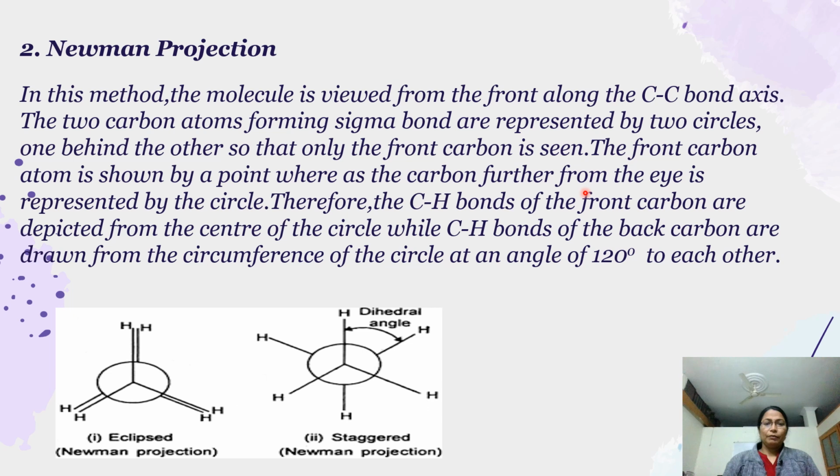Where the carbon atom which is further from the eye is represented by the circle. और जो हमारी आंख से दूर होता है उसे हम सर्कल से दिखाते हैं. Therefore, the CH bonds in the front carbon are depicted from the center of the circle. और जो CH bond होते हैं आपके वो फ्रंट कार्बन के सेंटर ऑफ सर्कल से दिखाए जाते हैं और जो बैक कार्बन होता है उसके जो CH बॉन्ड है वो उसके सर्कल के सरकमफ्रेंस से दिखाए जाते हैं एंड दे आर एट एंगल ऑफ 120 डिग्री ईच.